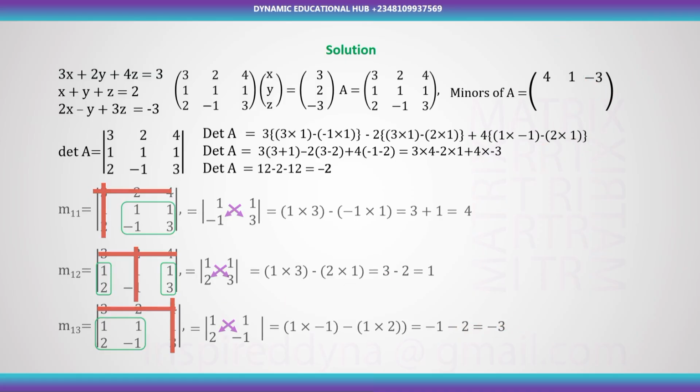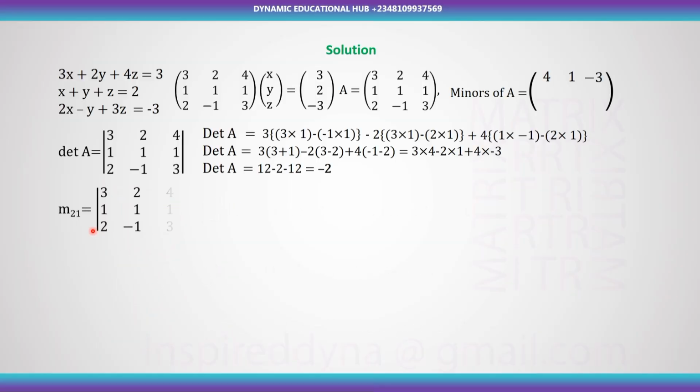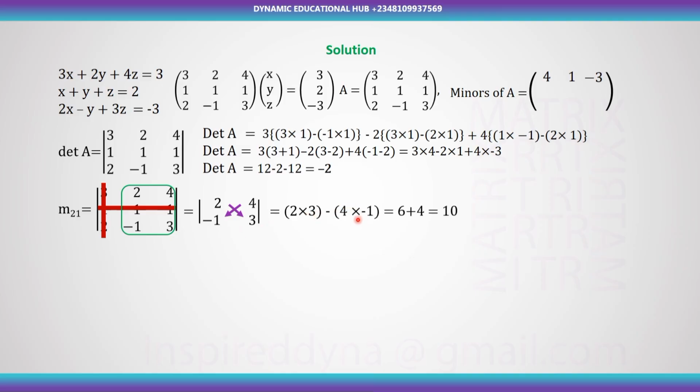Now to the fourth one, which is minor 2 1, second row, first column. So we are left with this matrix. So find the determinant. That will give us 2 multiplied by 3 minus 4 multiplied by minus 1. What is 2 multiplied by 3? That's 6. 4 multiplied by minus 1 is minus 4, and because of this minus it becomes plus 4. 6 plus 4, 10. So we have the next one here.